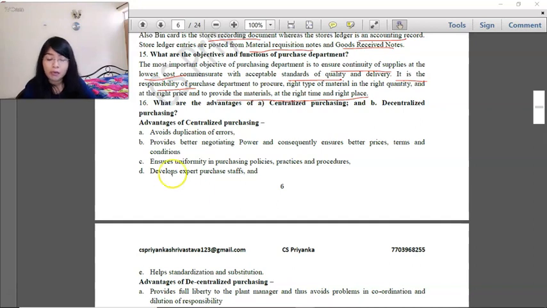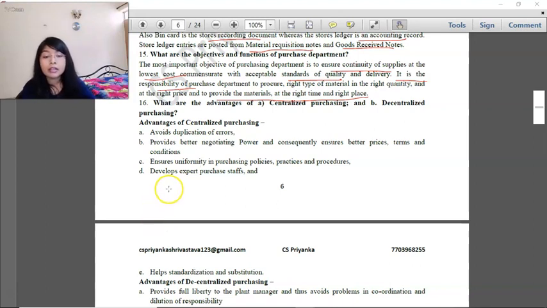So these things can be avoided, and it provides better negotiating power, and consequently it will give you better prices. For example, if you go alone to buy vegetables, you will not be able to bargain with the thela wala, the sabji wala. But when you go with your mom or your dad, the vegetable seller will negotiate in a better way and you will get better prices. It's like that. If the head of the department is talking, then everyone is going to value them and offer a great price.